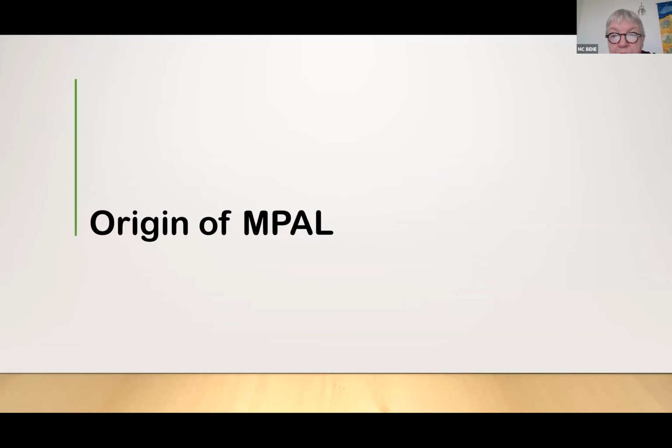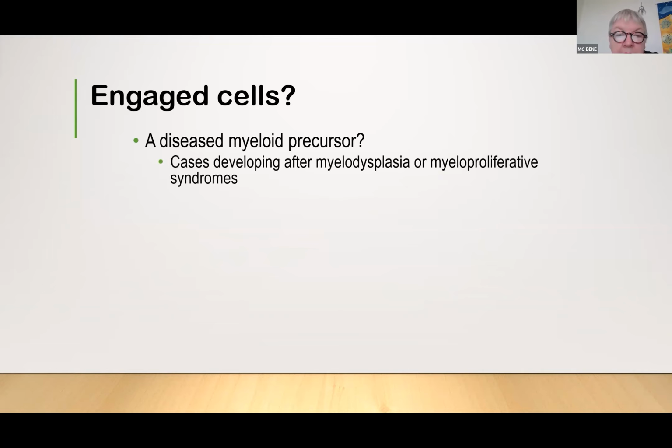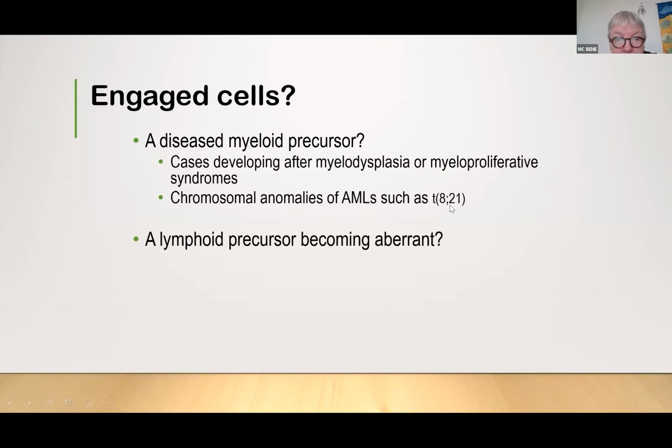Now, the question of the origin of MPAL can be tackled. Are they engaged cells? And if so, are they a diseased myeloid precursor? Something went wrong there. Of course, we can find in the literature cases that developed after myelodysplasia or myeloproliferative syndromes. So it could be that something went wrong in the myeloid cell. And we also find some chromosomal anomalies of AML, such as involvement of CBF in the t(8;21) translocation.